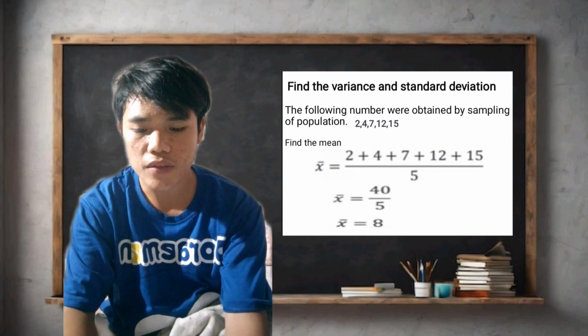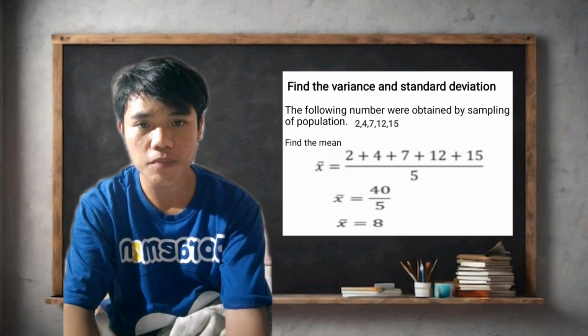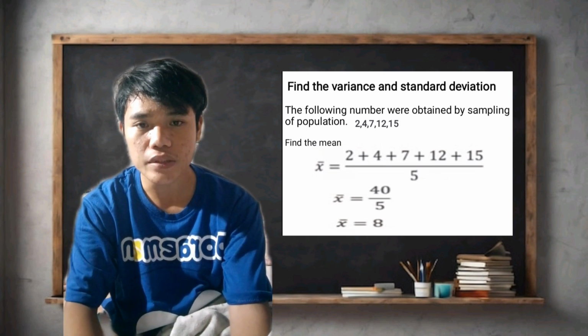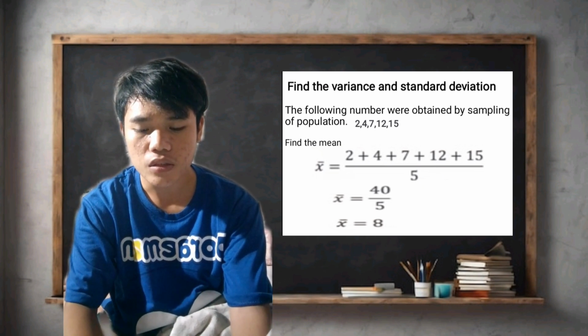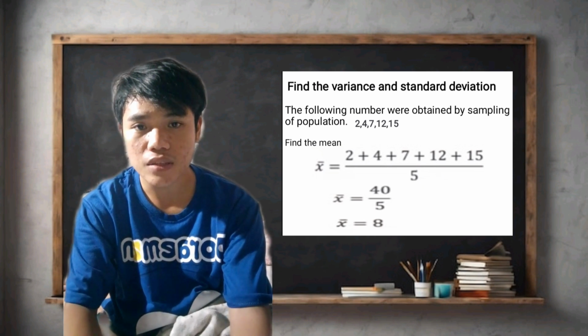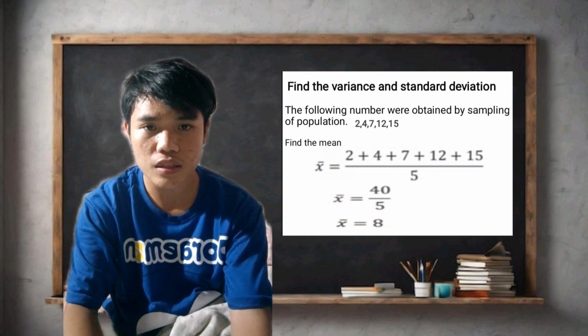For example, find the variance and the standard deviation. The following numbers were obtained by sampling of the population: 2, 4, 7, 12, and 15. First, we will find the value of the mean. x equals 2 plus 4 plus 7 plus 12 plus 15, divided by 5. The sum is 40, and 40 divided by 5 is 8. So, the value of the mean is 8.